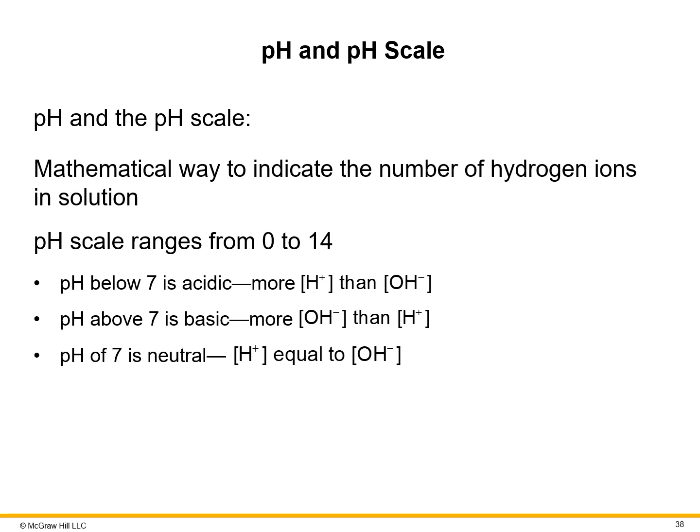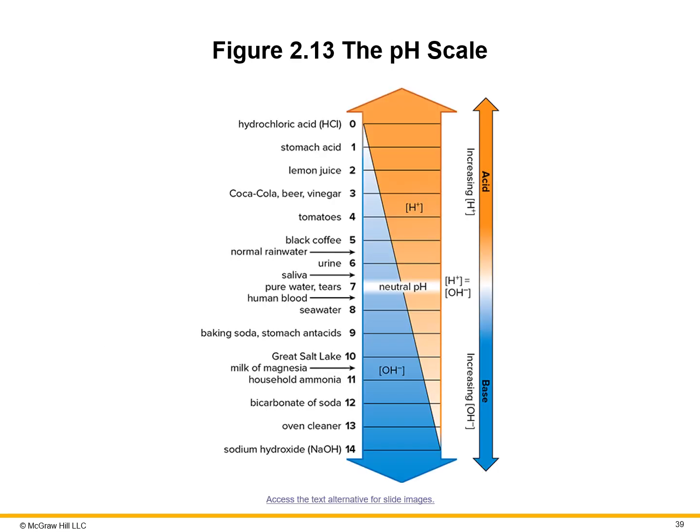And this is how we've come up with our pH and our pH scale. So the mathematical way to indicate the number of hydrogen ions in a solution is where the pH scale comes in. So it ranges from 0 to 14. 7 is your middleman. If it's below 7, it's acidic because there's more hydrogen. If it's above 7, it's basic because it has more OH. And then if it's 7, it's neutral. And here is your pH scale.